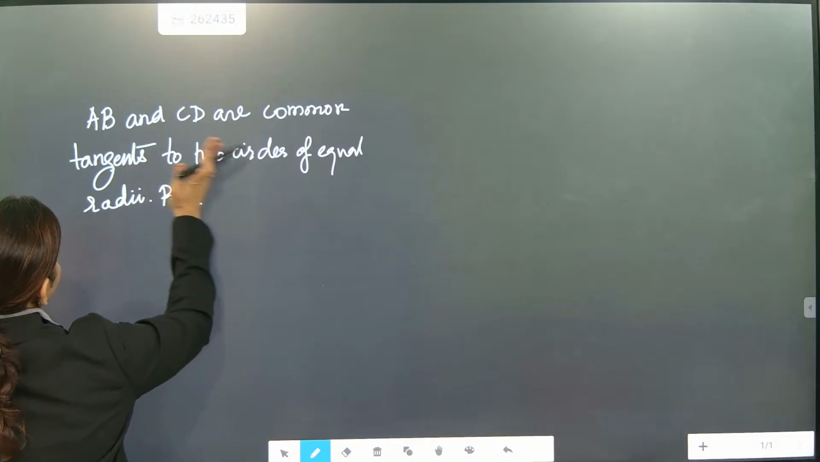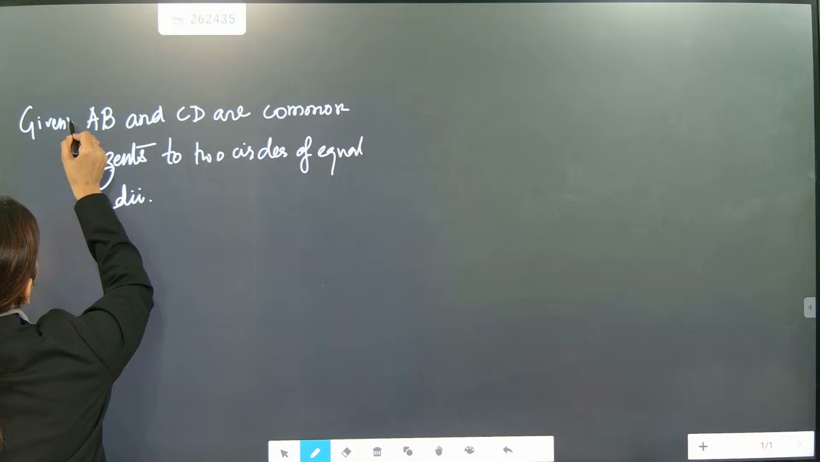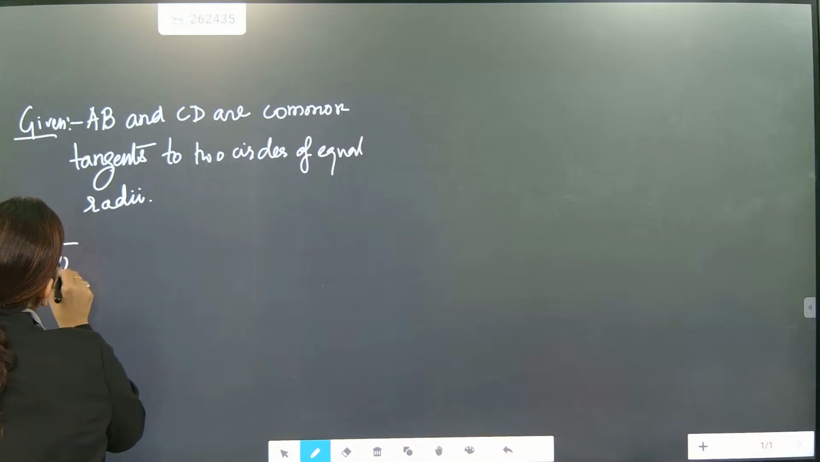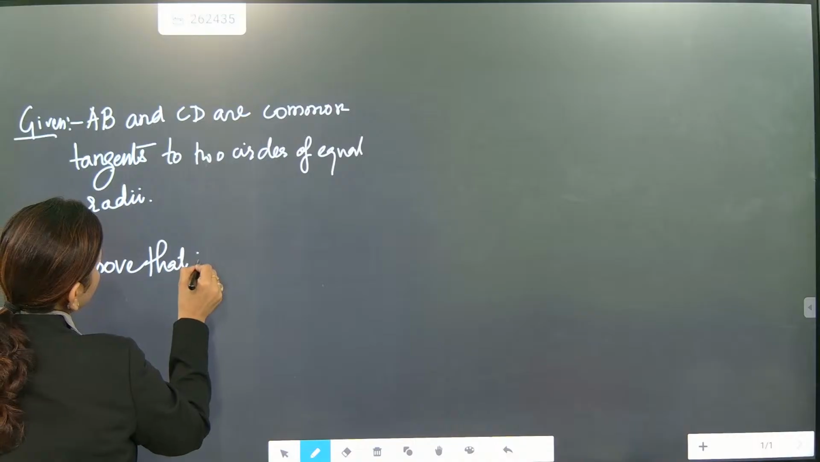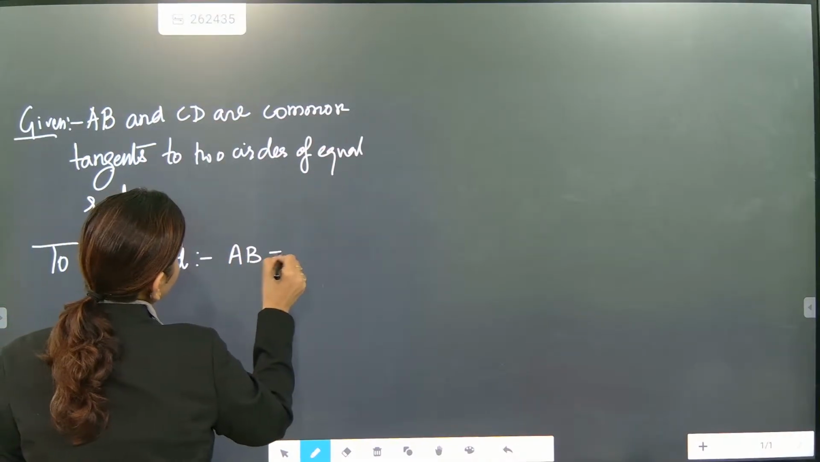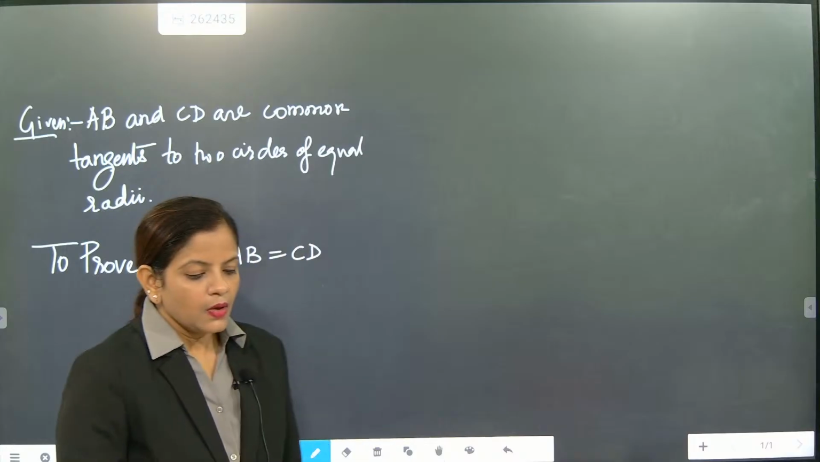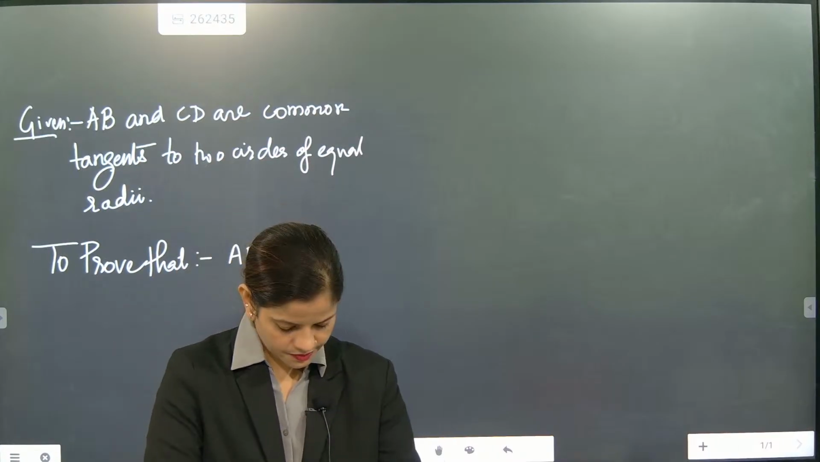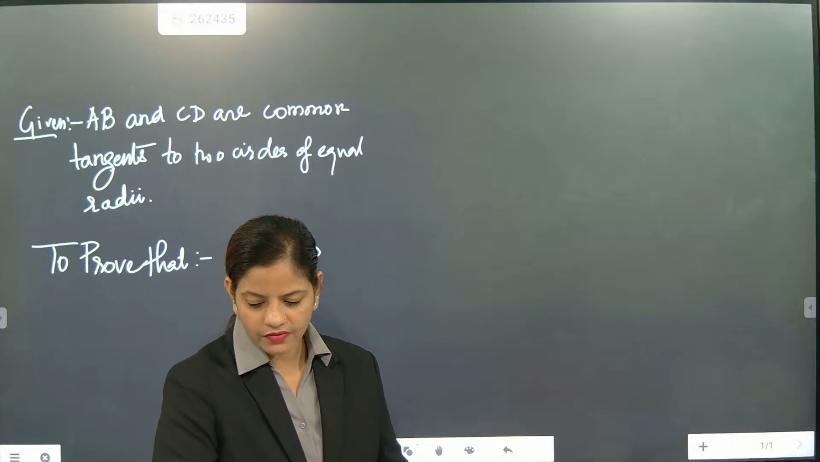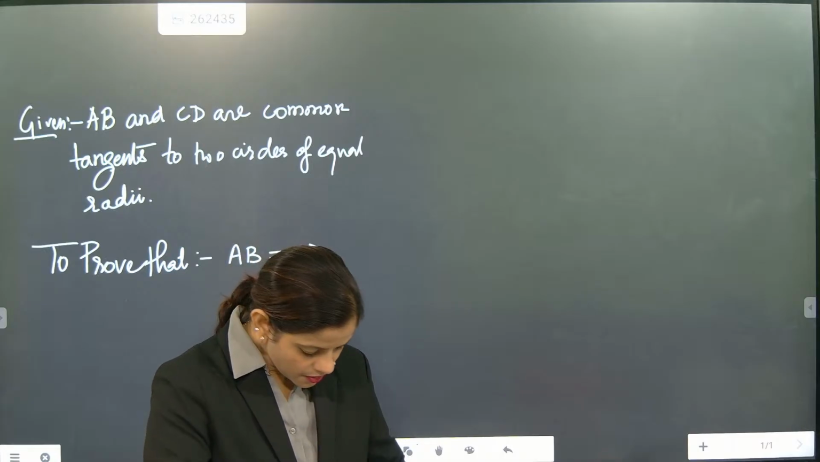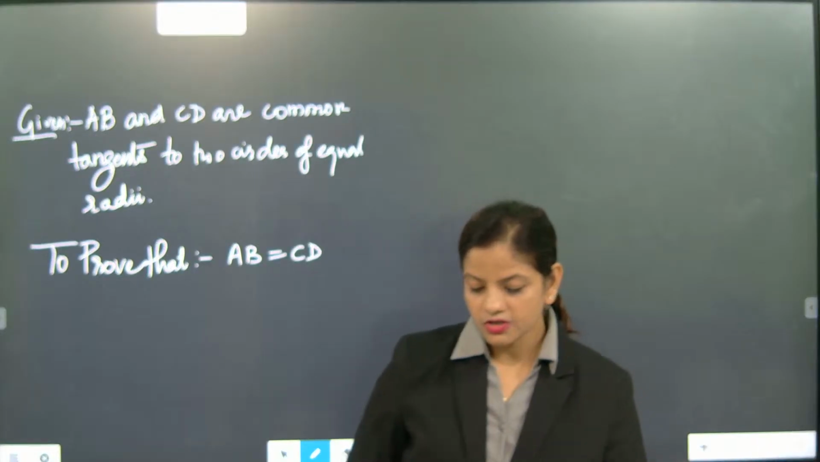So this is the given section. What we have to prove? To prove that AB is equal to CD. Start doing it, please. Still you are solving. I just need only one word. One minute only I need. Start solving, please.